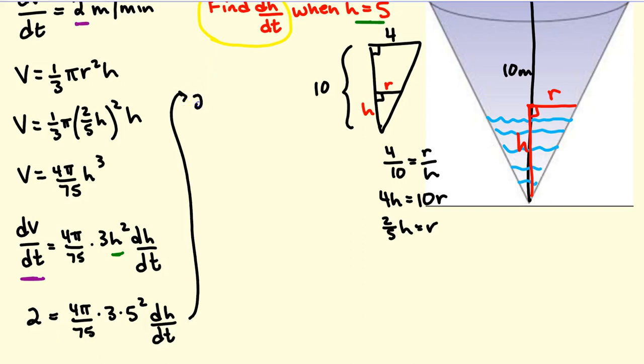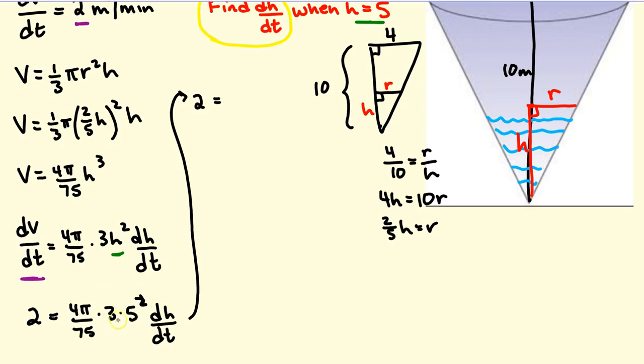Simplifying that, we have 2 equals, now let's see here, 25 times 3 is 75. Sorry about those horrible noises. The bells are ringing here at school.